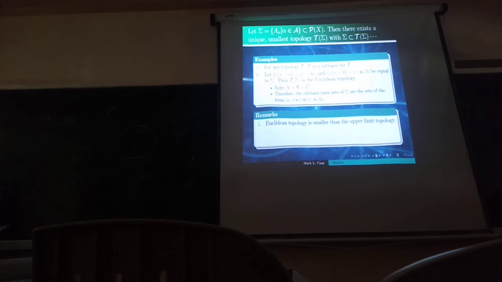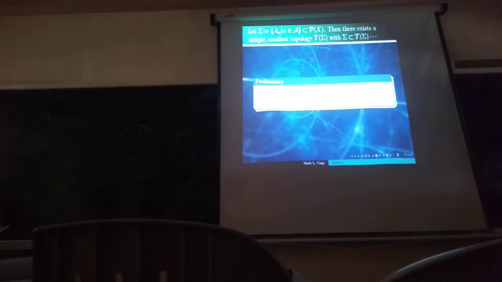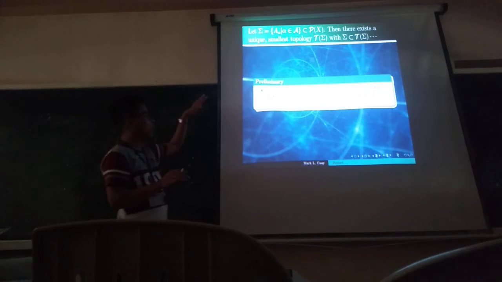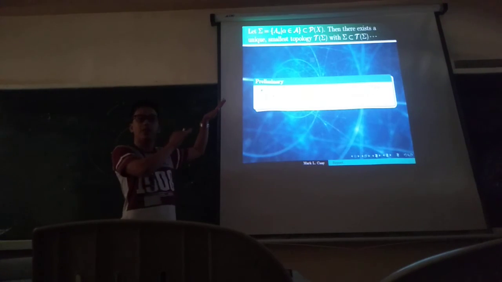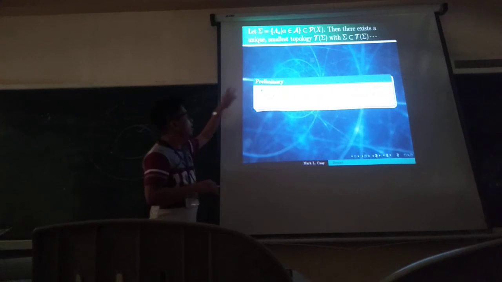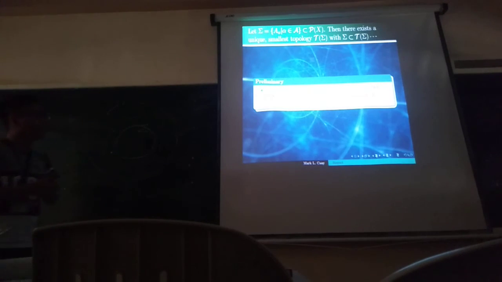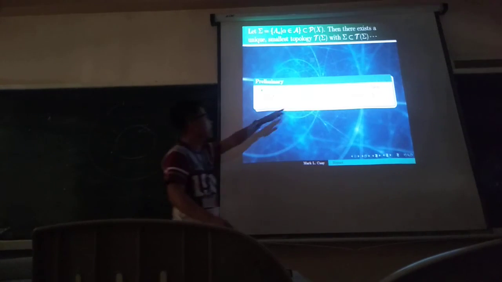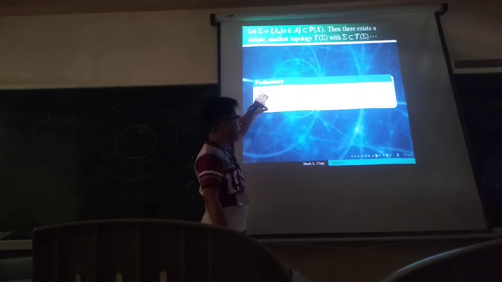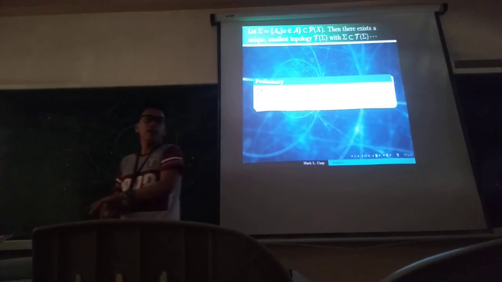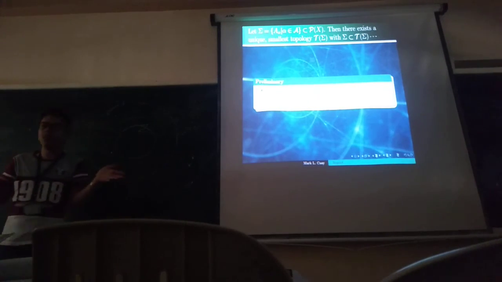Here are also the remarks, but I'm not going to discuss that one because that will be for the next reporter. First, before we show that, let's go back to the preliminary that was previously discussed. If you're given any family of topologies on X, then the intersection is also a topology on X, but the union need not be a topology.